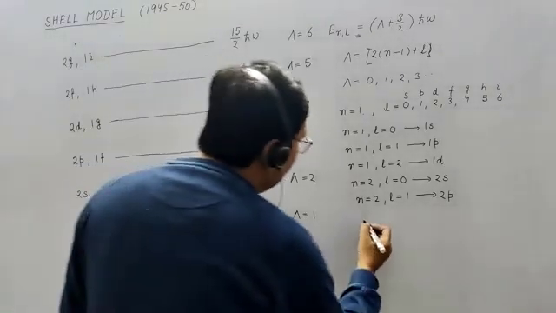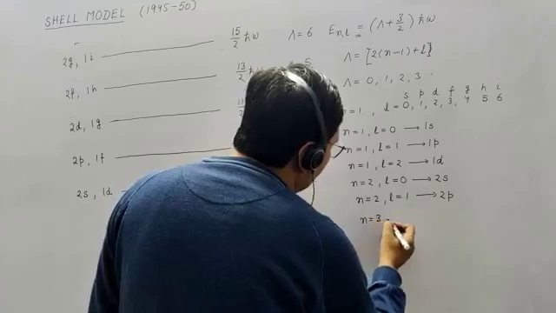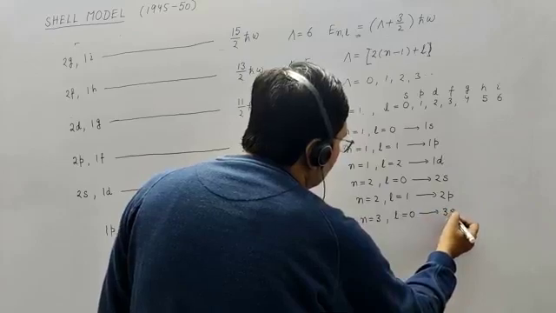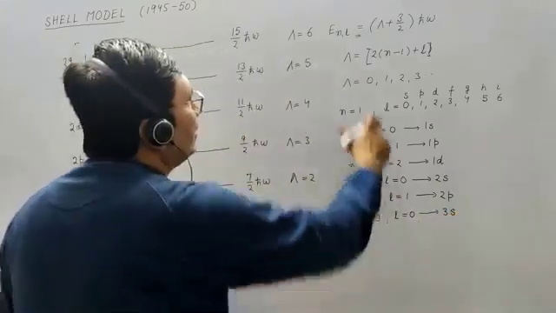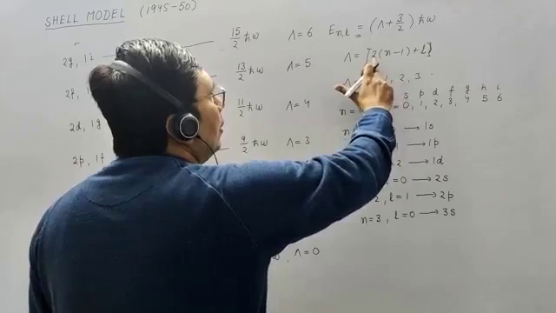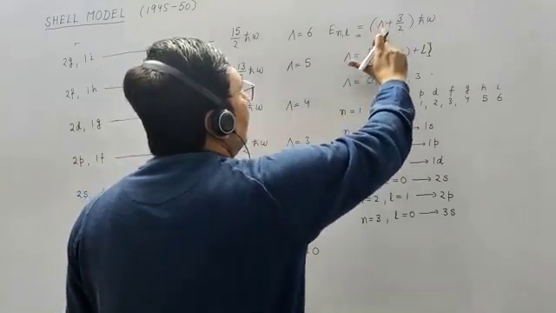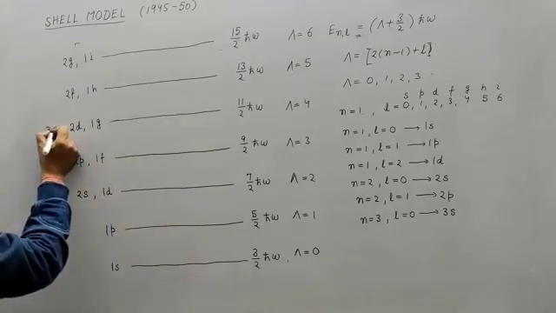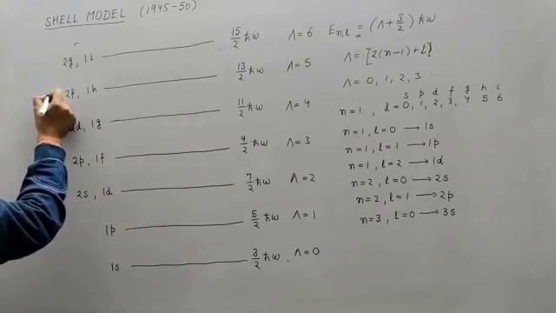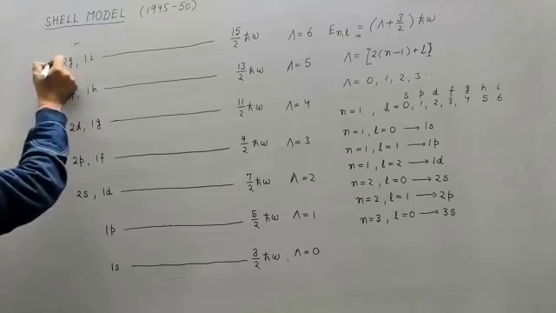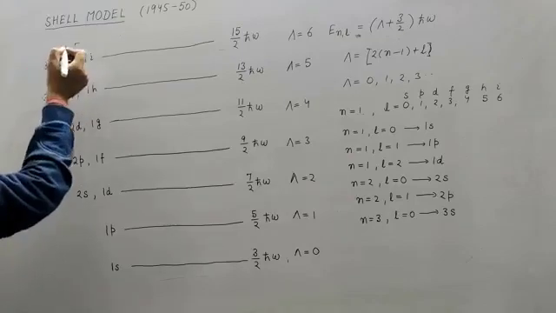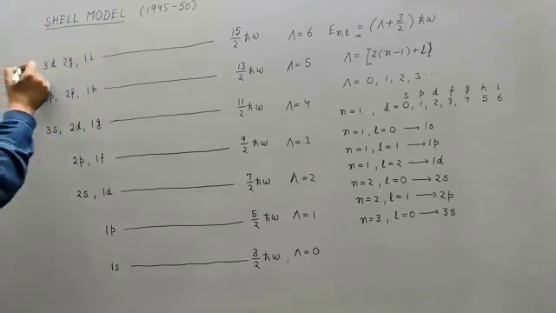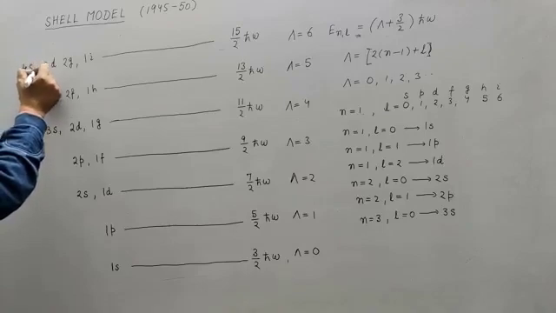Now if you go to n equal to 3, L equal to 0, this corresponds to 3s. If you calculate the energy of this, 3 minus 1 is 2, 2 times 2 is 4, so lambda is equal to 4. So 4 plus 3 by 2 gives 11 by 2 h cross omega. This is the energy of 3s. This will be the energy of 3p. This is the energy of 3d. And next it will go on. If you calculate for 4p, then 4s will be here.